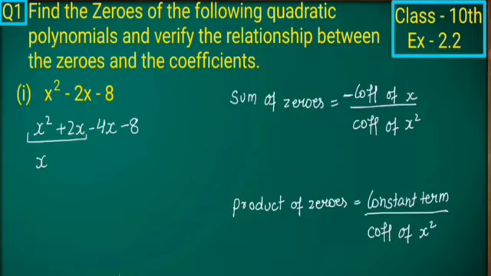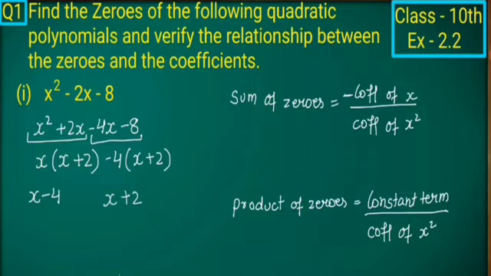square. Now from the first two terms we have to take the common. So here we had taken x as a common, and from the next two we had taken 4 minus 4 as a common. So we will get x plus 2 within the bracket, and the other two factors will become x minus 4 and x plus 2. So the value of x will be equal to 4 and the other value is minus 2. These are the two values of x, that are the zeros of this polynomial.